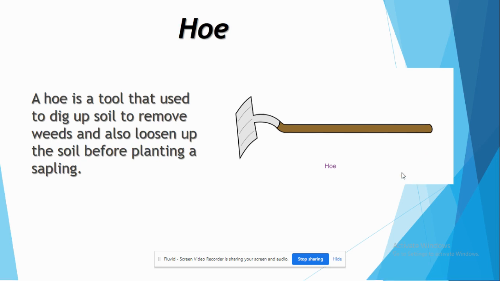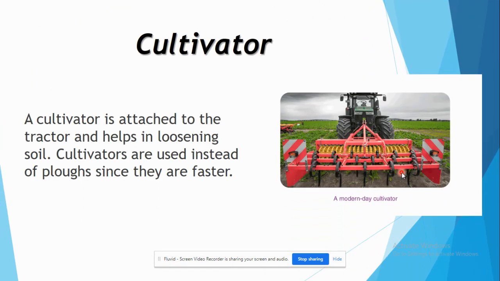Cultivate. A cultivator is attached to a tractor and helps in loosening soil. Cultivators are used instead of plows since they are faster. Why are they faster? Because they save time and labor, and they're attached to a tractor.